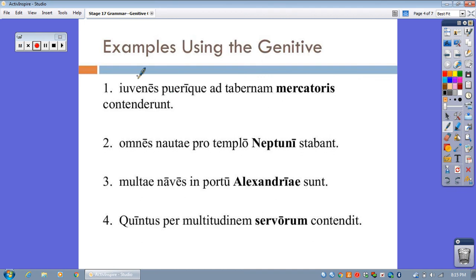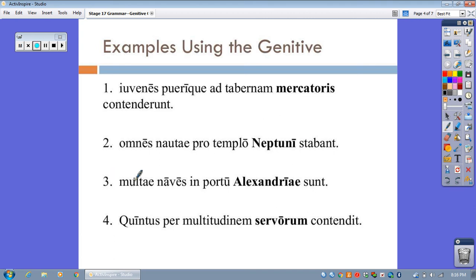Here's the first one. Juvenes puerique ad tabernam mercatoris contenderunt. Well, I see that some young men and boys hurried to the shop of the merchant. So there we go. Mercatoris, the person who owns the shop, will be in the genitive case, third declension, IS, genitive singular. Look at our second example. Omnes nautae pro templo Neptuni stabant. All of the sailors were standing in front of the temple of Neptune, or you could say in front of Neptune's temple. And here we have a second declension genitive singular ending.